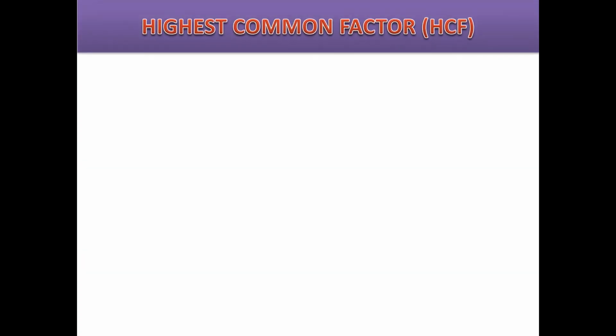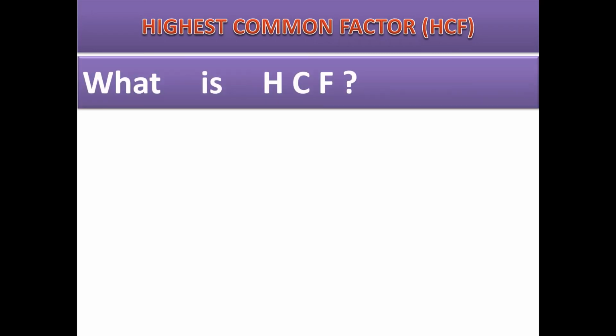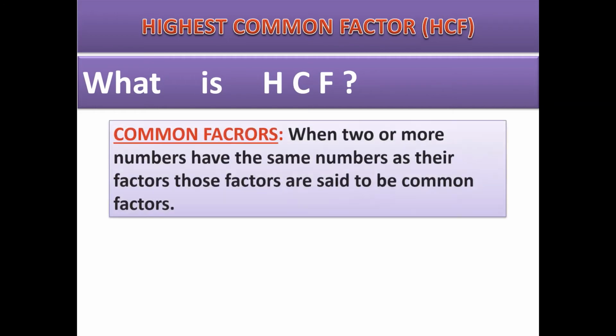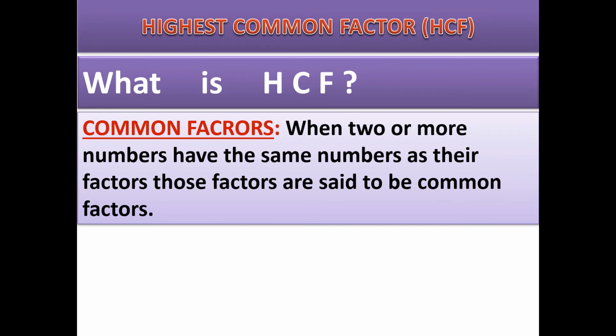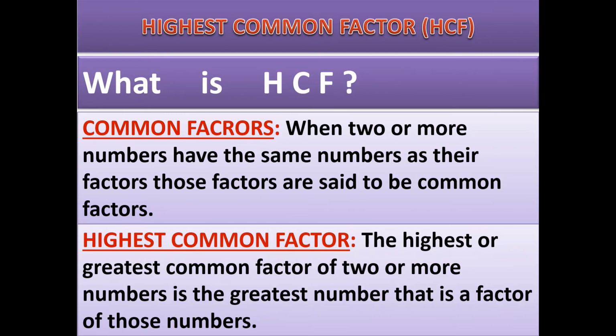Let us learn about the highest common factor, or you can call it HCF too. What is HCF? Let us understand the meaning of the term common factors. When two or more numbers have the same numbers as their factors, those factors are said to be common factors. Now let us see what we mean by the highest common factor. The highest or greatest common factor of two or more numbers is the greatest number that is a factor of those numbers. To understand it in a better way, let's solve some examples.